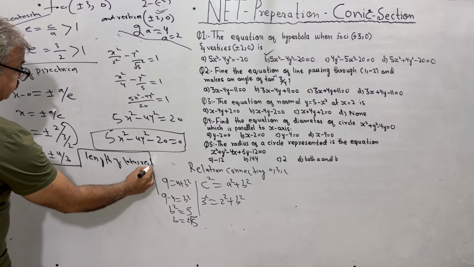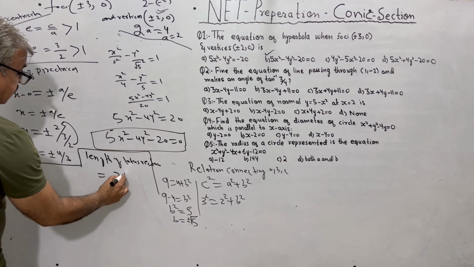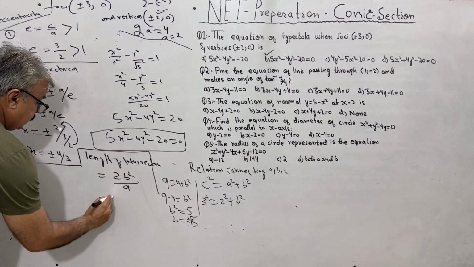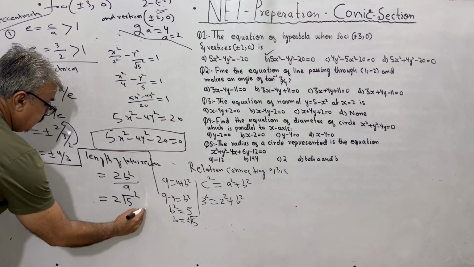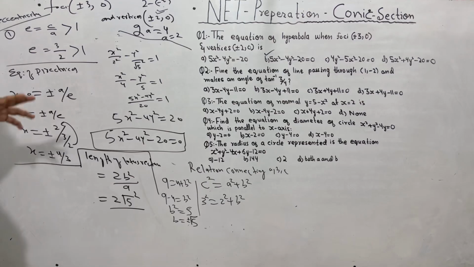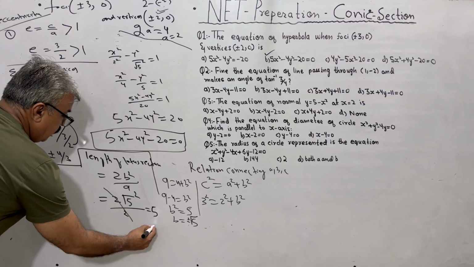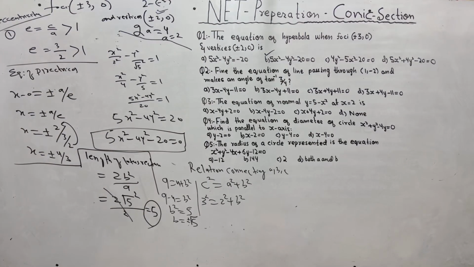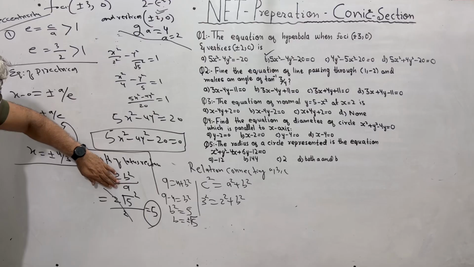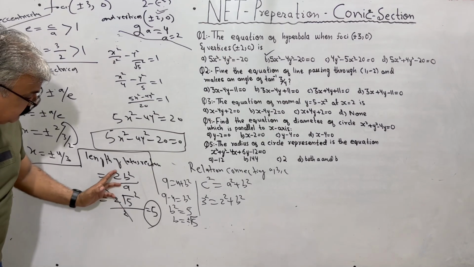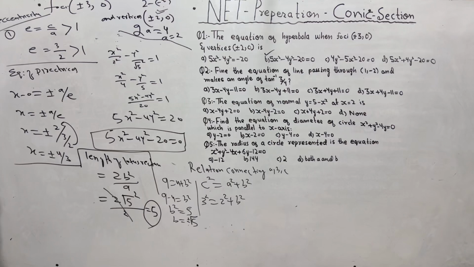The length of the latus rectum, in case of a hyperbola as well as an ellipse, is given by 2b square over a. We have a is 2 and b is root 5. So we have 2 times root 5 square over a, where a is 2, and it cancels out. So only 5 is the length of the latus rectum. There are two latus recta, each equal to b square over a. The length of the latus rectum of both is 2b square over a. That's our answer.